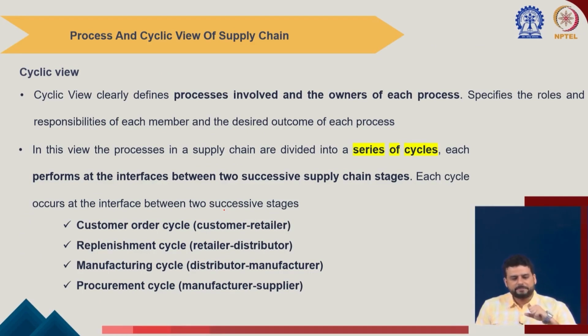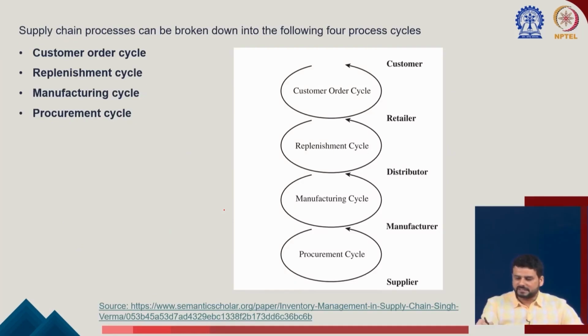So, talking about the second perspective: the process and cyclic view of the supply chain. The cyclic view means different cycles within the supply chain, a series of cycles we are taking care of. We can understand this better with an example. You can see this is the complete supply chain, right? From here the product is flowing. We identified 4 different cycles.